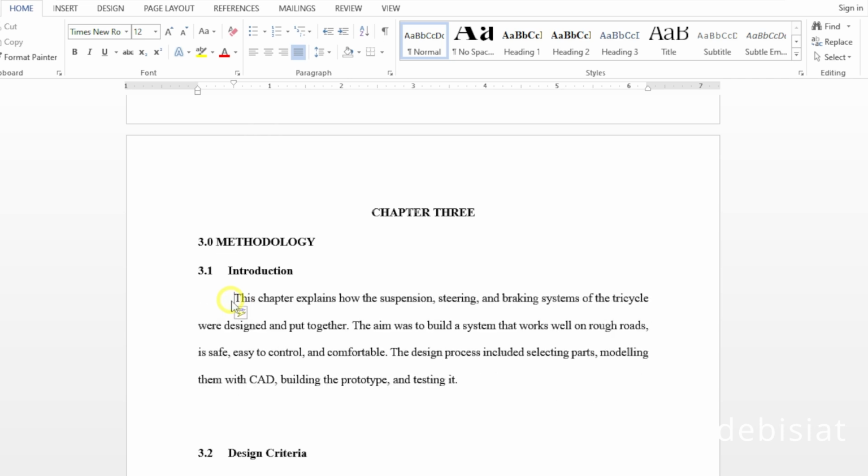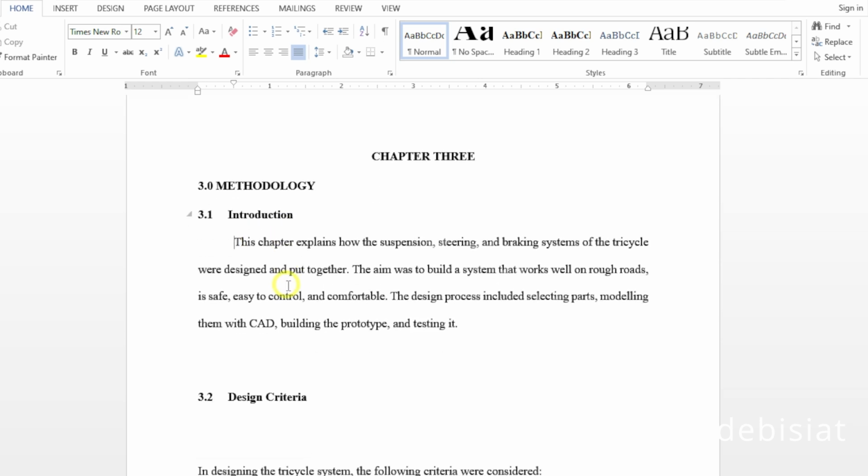So, okay. So this chapter explains how the suspension is put together. The aim was to build a system that was... Okay, let's see if we can spin it. Introduction.